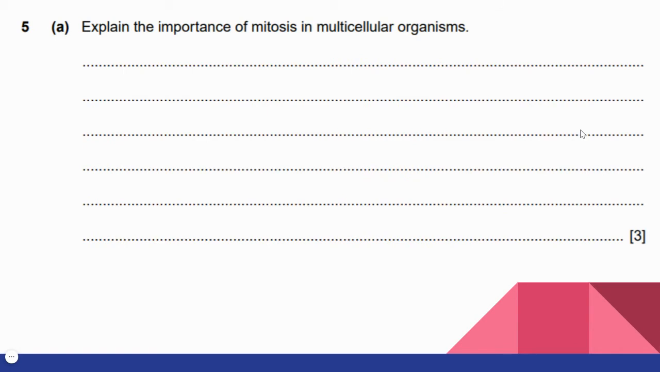Let's look at our next question. This question is more about the purpose of mitosis and what happens during a cell cycle. Explain the importance of mitosis in a multicellular organism. Here, this is a 3-mark question, so 3 different importance points should be given.